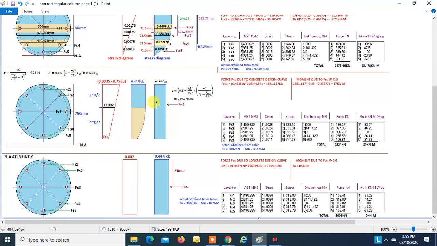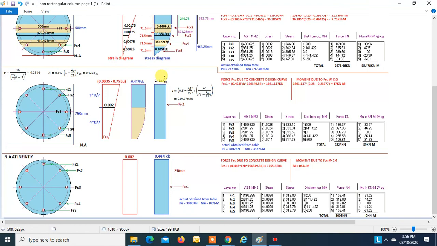Now this is our actual stress diagram for this case. But we can take an average stress diagram like this. So instead of 0.447 FCK, it will be some X FCK. So first find G. G is 16 divided by (7XU divided by T minus 3) whole raised to square, which is 0.2844. Put the value of G over here, you get X as 0.243. So this is how we get this, right?